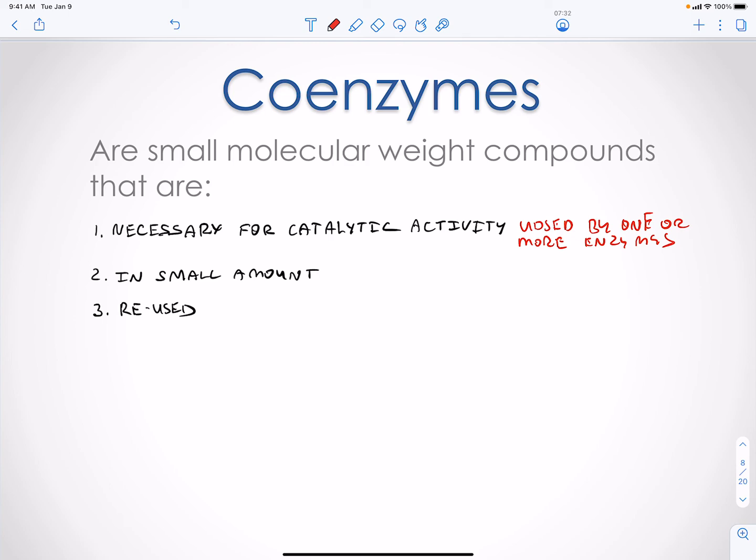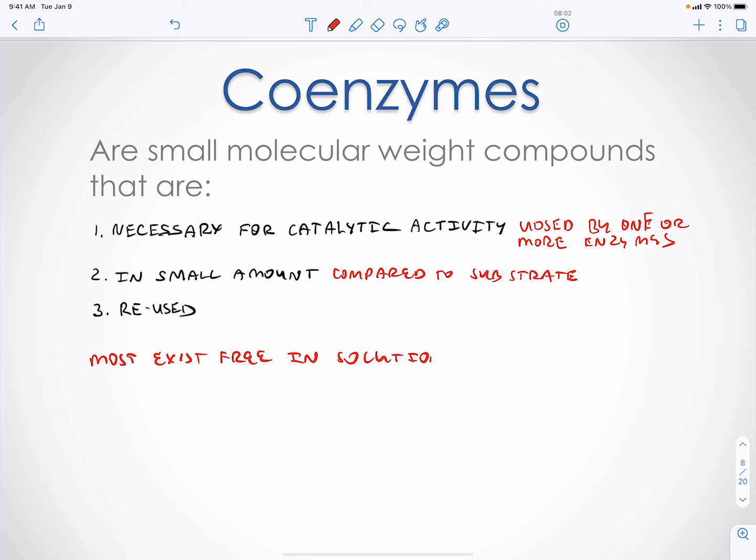Now also they're going to be present in a small amount, and this is in comparison to the actual substrate. And they also get reused. So they're going to be regenerated and reused over and over again. Now enzymes are going to exist free in a solution, most of them. And then they're going to have some that are going to be bound, like those prosthetic groups we just talked about.